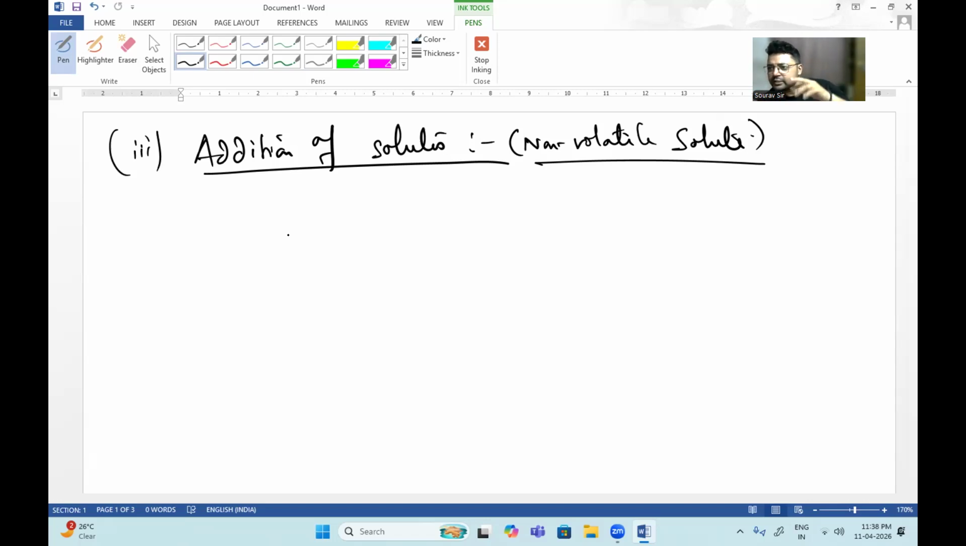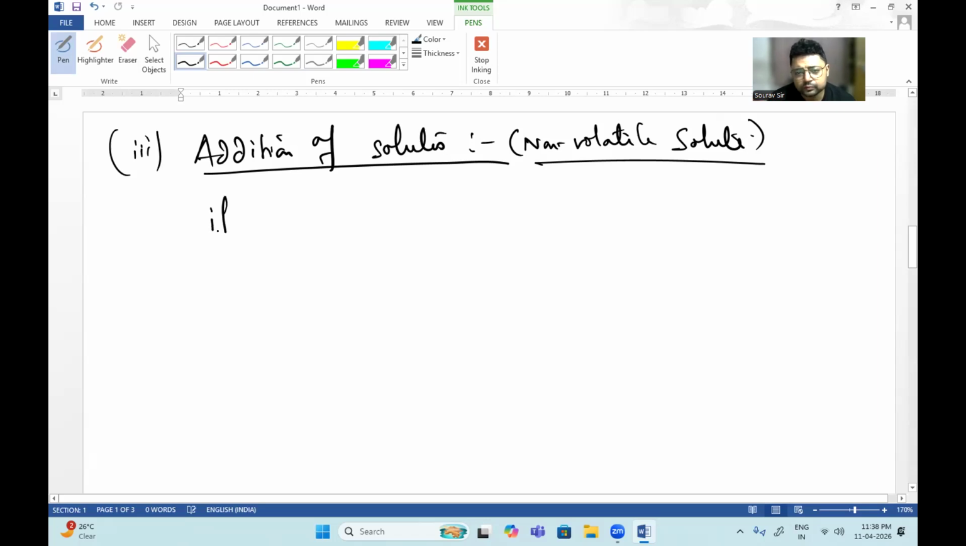Now, you will see there is a concept of bilayer. If this bilayer is strong enough, then we will see a certain type of vapor pressure. If the bilayer is weak, then we will see a different type of rising or falling of vapor pressure.